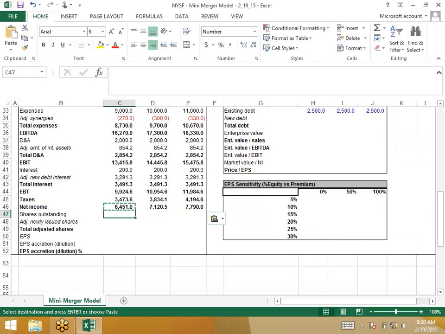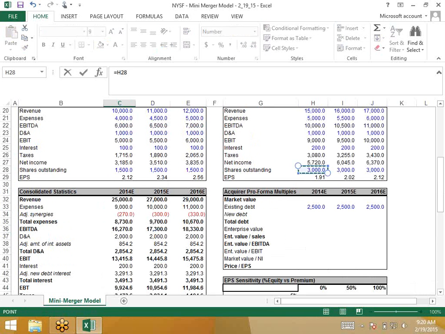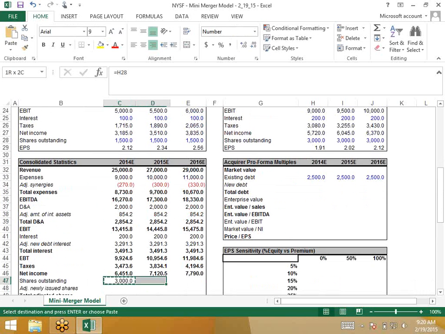Everyone have that? Shares outstanding, again, we're adding together acquirer plus target line by line, except items dealing with target debt and target equity. Shares is target equity. So we're taking only the acquirer equity. So shares outstanding is going to be equal to the acquirer shares outstanding only.